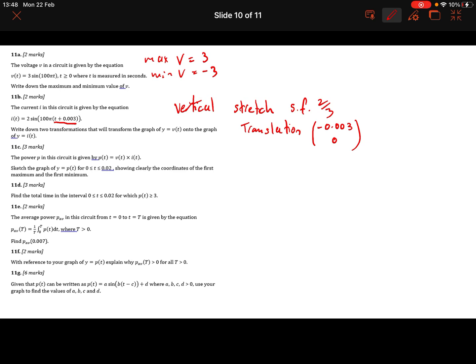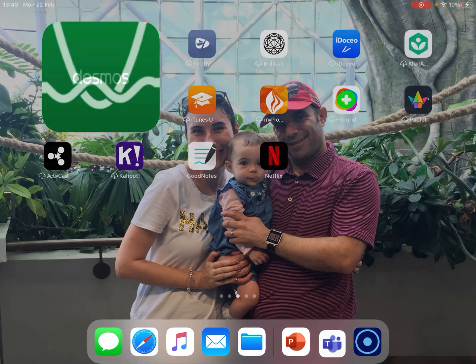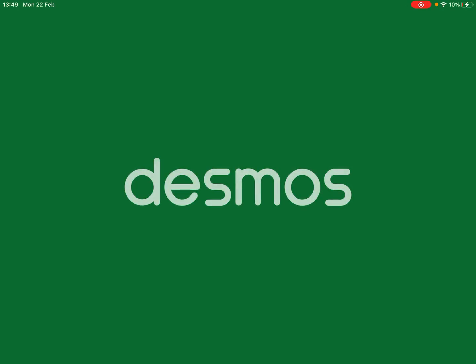Now the power P in this circuit is given by P of t, which is the product of your two functions. Sketch the graph showing clearly the coordinates of the first maximum and the first minimum points. So, you use your GDC. I'm just going to use Desmos to have a look. So just bear with me while I put it into Desmos, and you can maybe skip past while I'm writing it in.